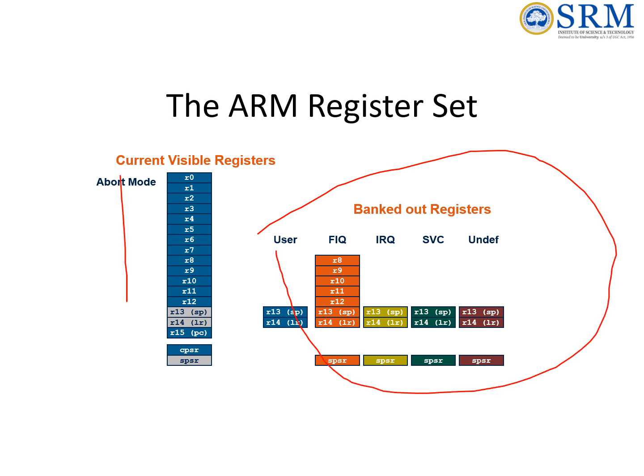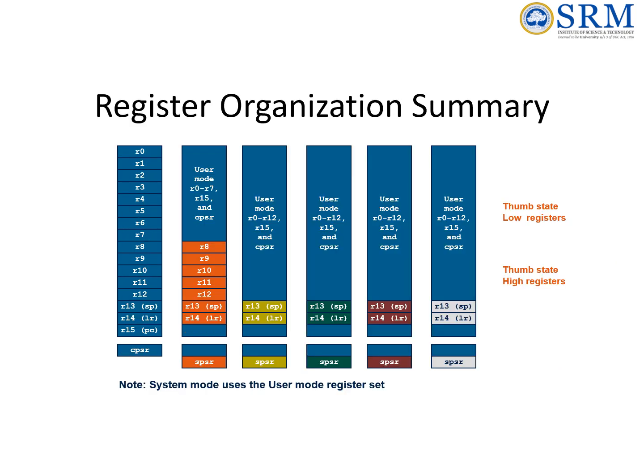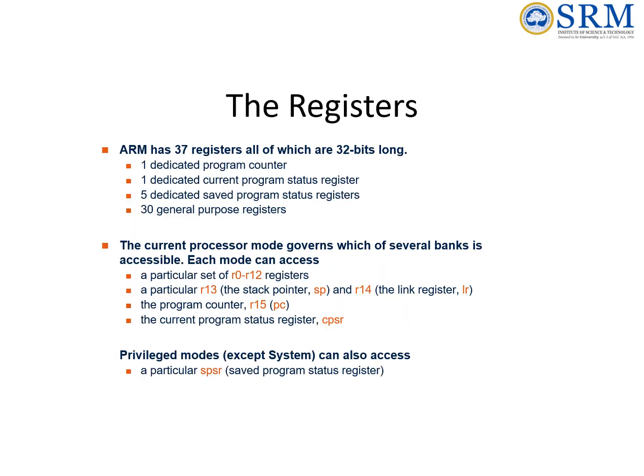So in abort mode, these are the registers that are visible. In user mode, these. In FIQ mode, this. And IRQ mode, this. SVC mode, this. And undefined mode, this. So system mode uses user mode registers, and it has two thumb state low registers and thumb state high registers.